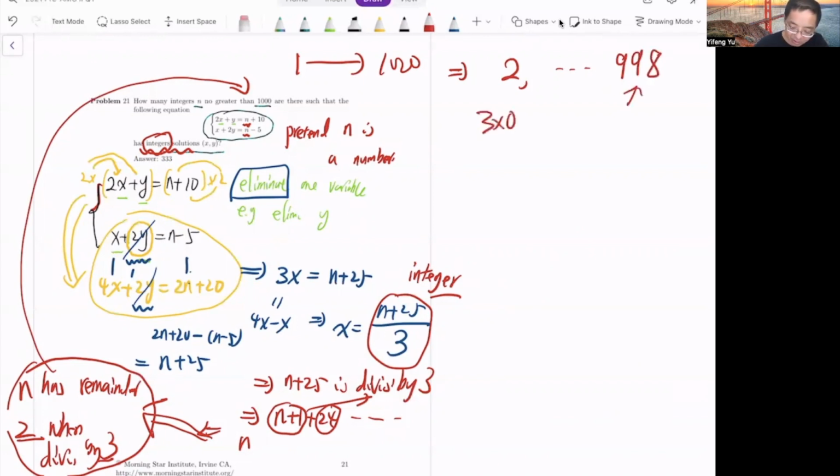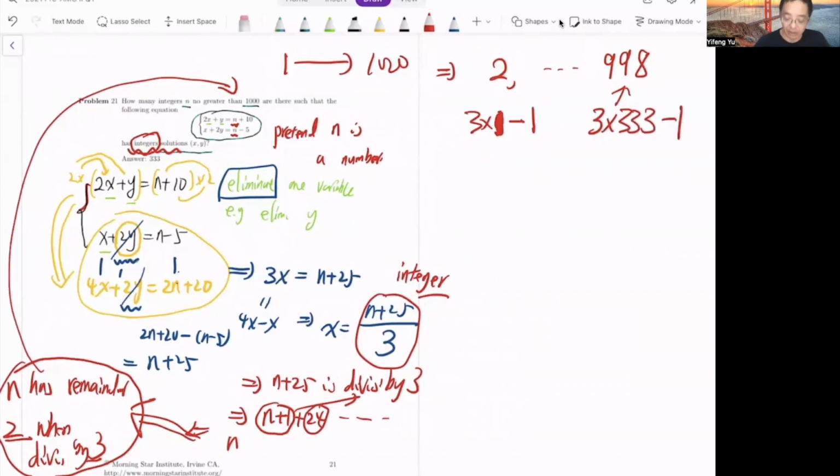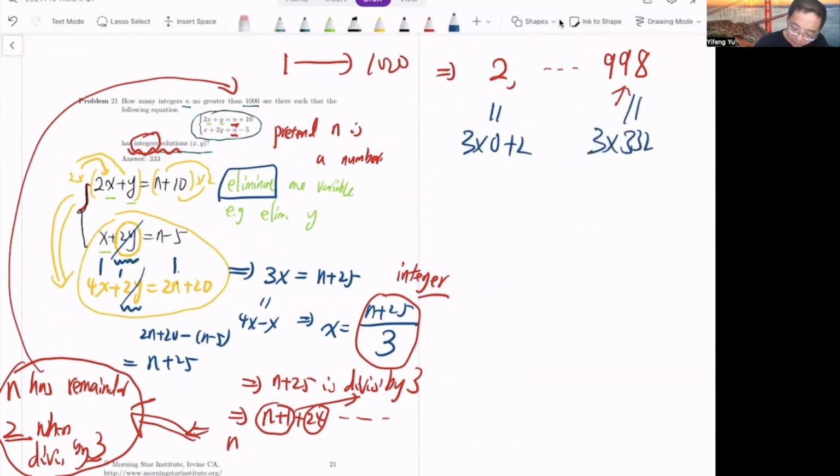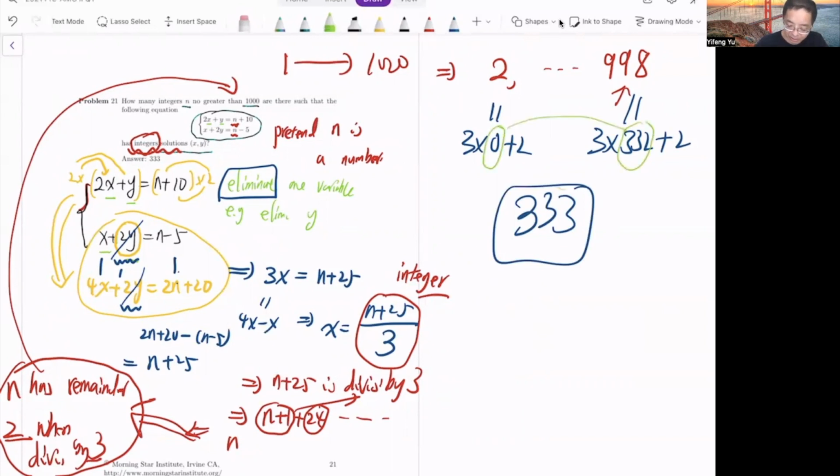So the first is 3 times 0 plus 2, and the last one is 3 times 332 plus 2. These are the collection. And then you quickly see how many we have. We have 333, because you go from 0 all the way to 332. So that's 333.